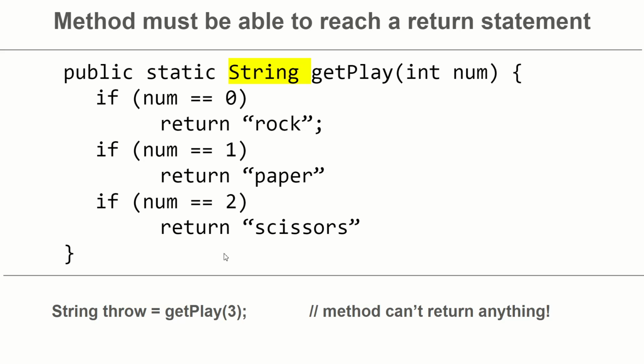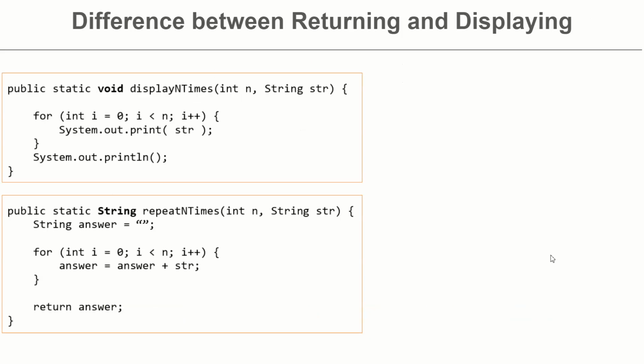So some solutions might be you could make a default value. So you could say if num is 0, return rock. If num is 1, return paper. And then delete this if statement and just say, if it's not 0 or 1, then just return scissors no matter what. But it has to be guaranteed that no matter what the input is, it reaches some return statement in the method. Otherwise, the method won't compile.